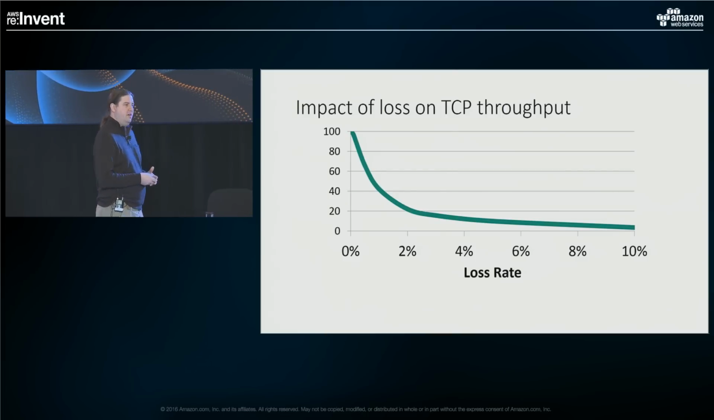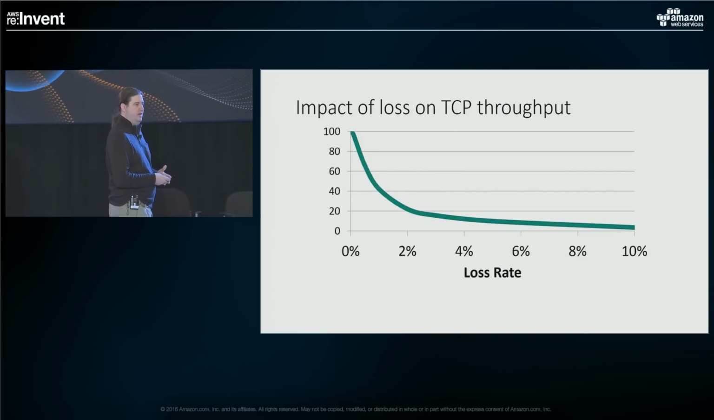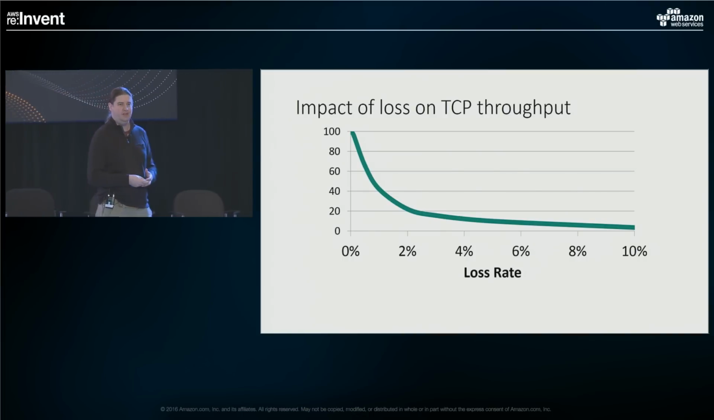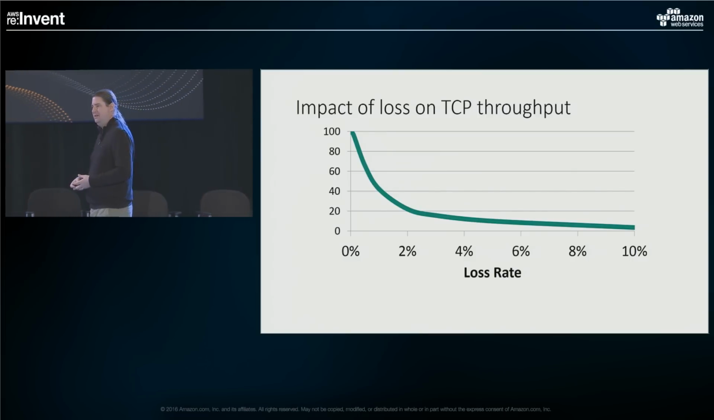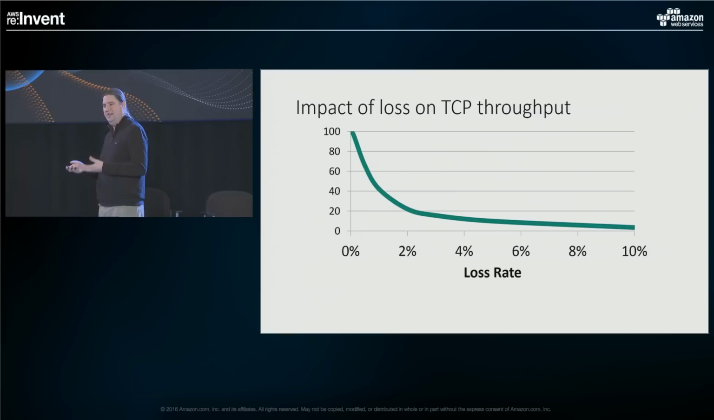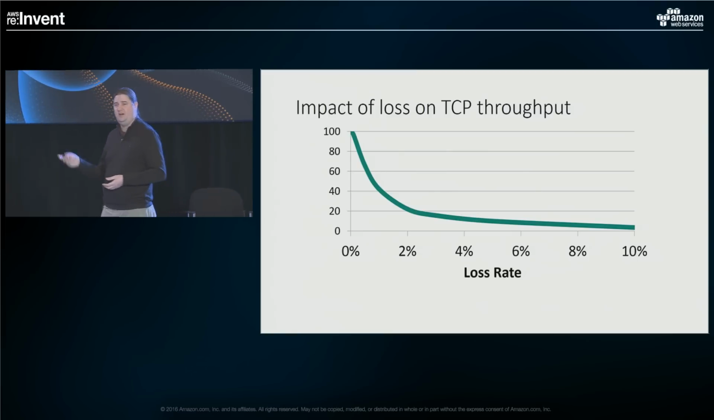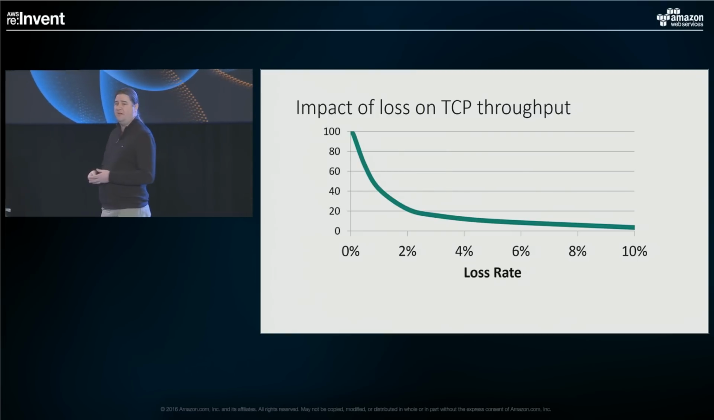I think it's almost counterintuitive. If you asked someone, hey, I have this TCP connection, and 1% of my packets are dropped, which means 99% of my packets are actually getting there, what percent of my throughput would I expect? Maybe not 99, maybe I'd say 95 or 90, but that's not the case at all, right? It actually drops off very, very quickly.